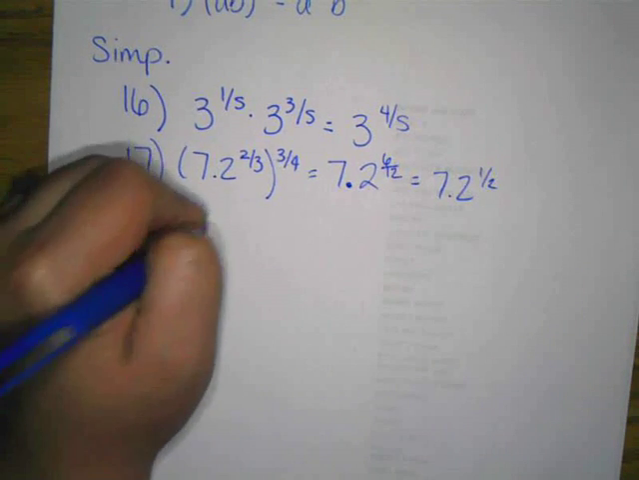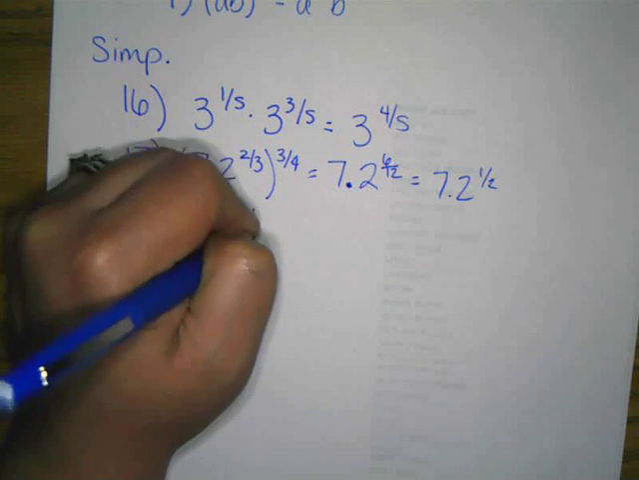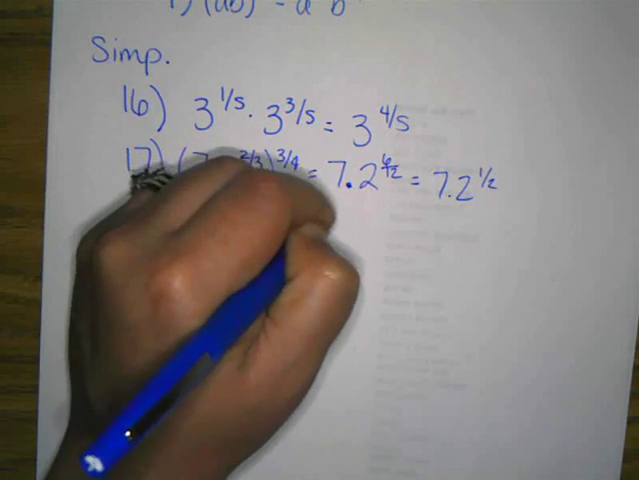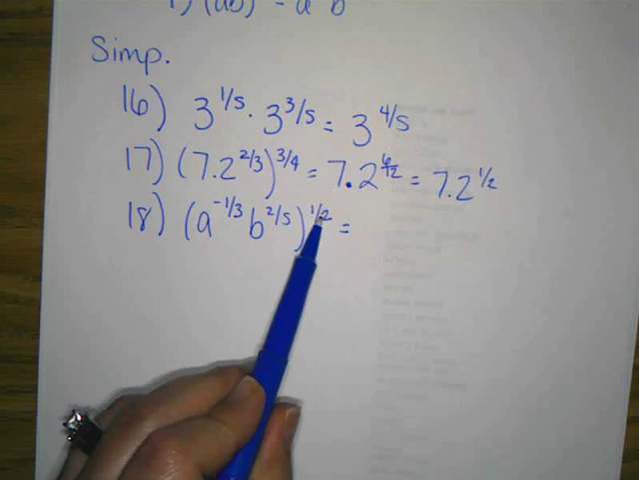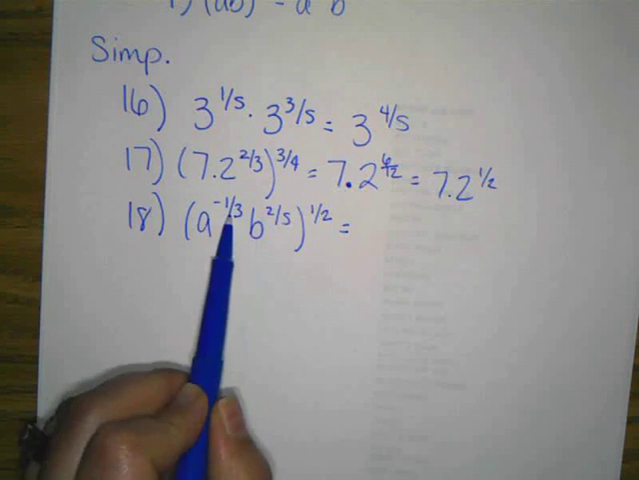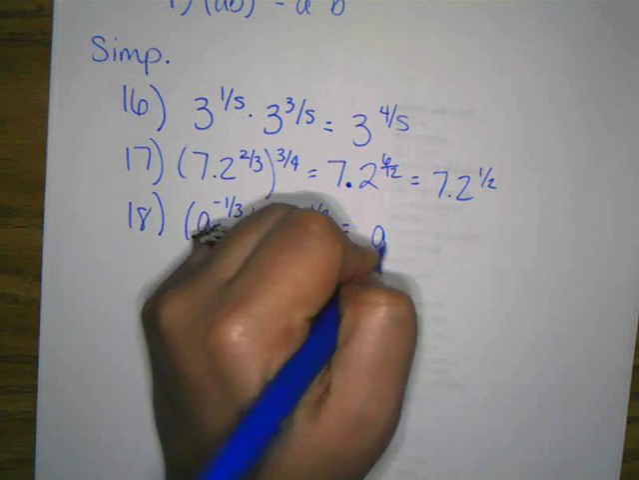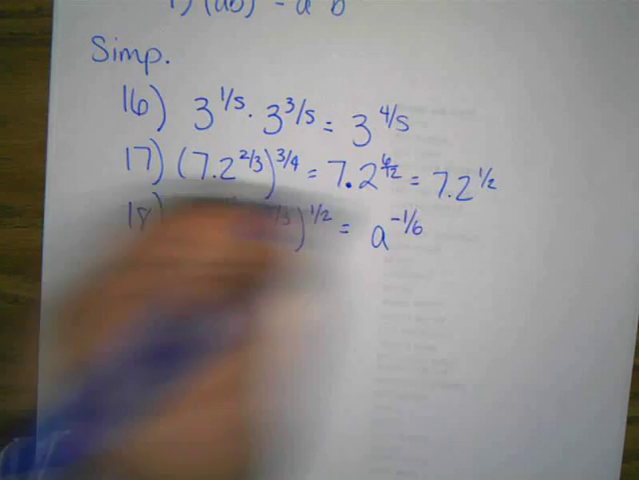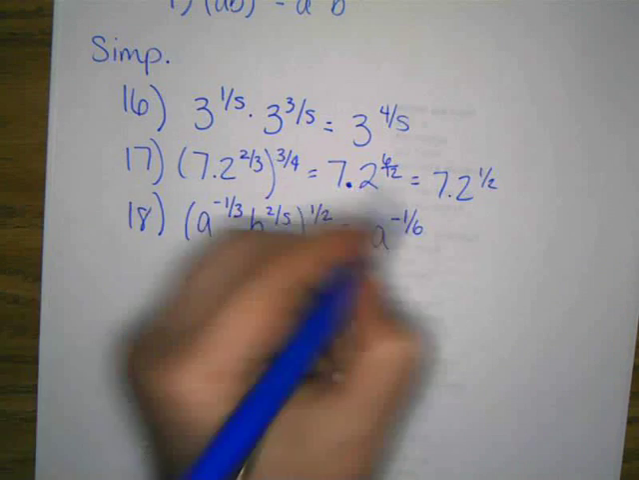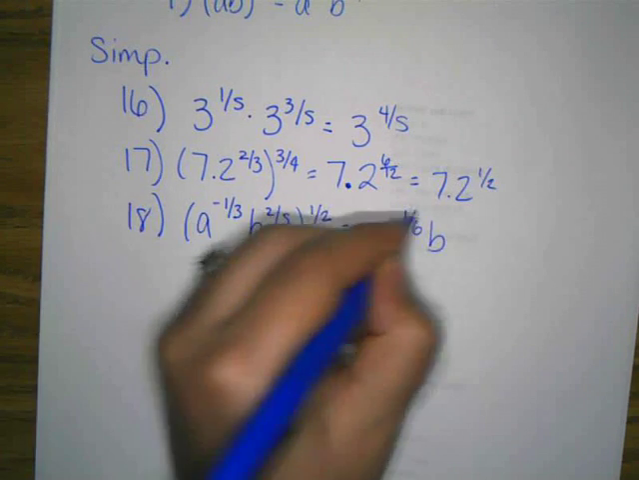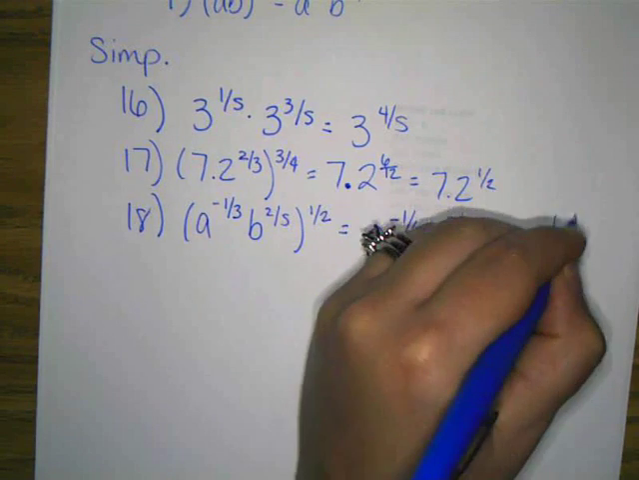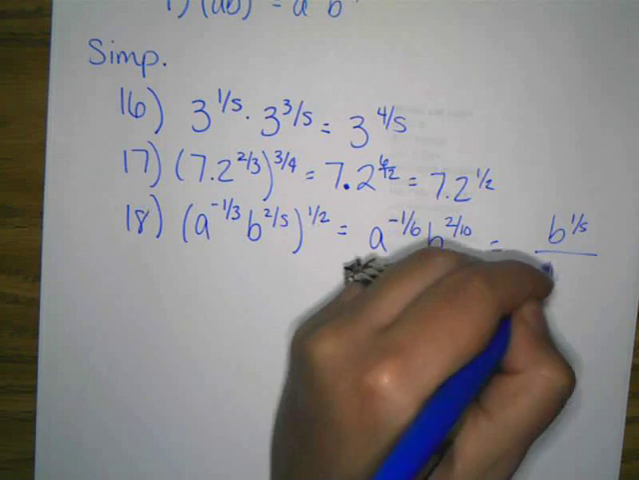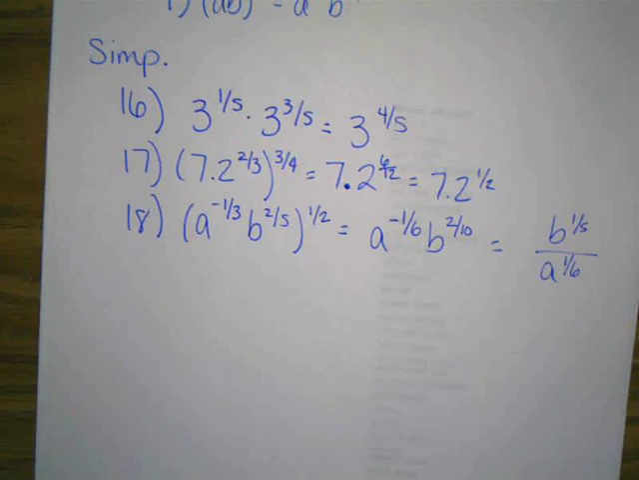Number 18, a to the negative 1/3, b to the 2/5, all to the 1/2 power. Here's where we're going to have to use a combination of more than one, so we're going to need to distribute our exponent and move our negative. So I'm going to distribute first, negative 1/6, 1/3 times 1/2 is 1/6, b to the 2/10, which is 1/5. So I'm going to change that to b to the 1/5 because that stays on top. A to the negative 1/6 moves on bottom and becomes positive.